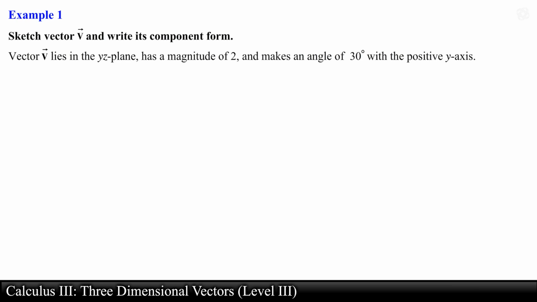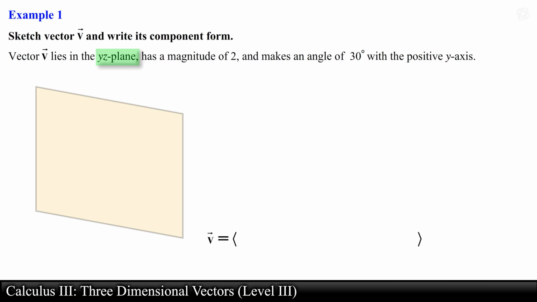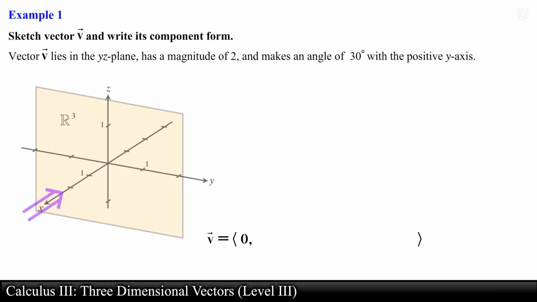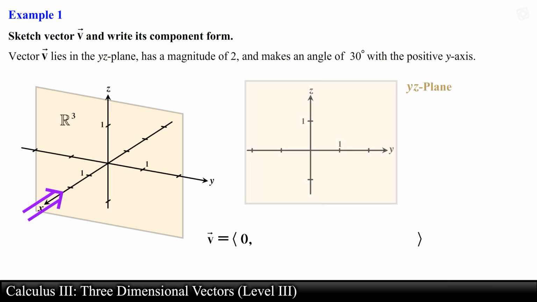Sketch vector v and write its component form. Vector v lies in the yz plane, has a magnitude of 2, and makes an angle of 30 degrees with the positive y-axis. Alright, since this vector lies on a plane, it will have one component equal to 0. In this case, the x component will be equal to 0. Now, to determine the value of the other components, we can go ahead and use right triangle trigonometry to find the y and z components of the vector.